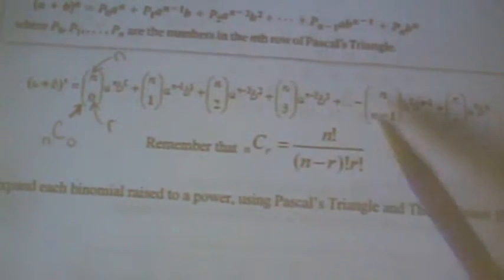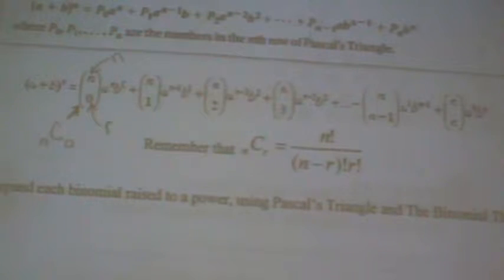Our first term, the exponent is still starting at whatever we're raising our binomial to, and then it's decreasing by 1 each term. And our second term in our binomial is still starting at 0 and increasing by 1 each term. So we're going to look at example number 1, and we're going to use this new combination style.